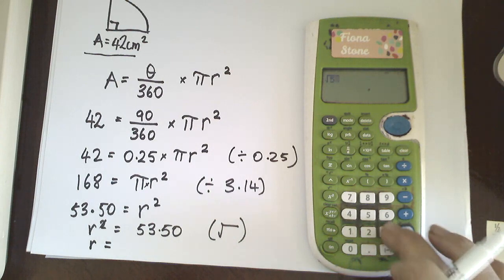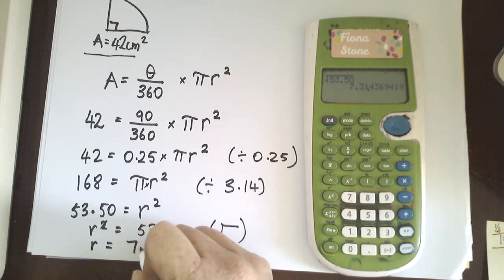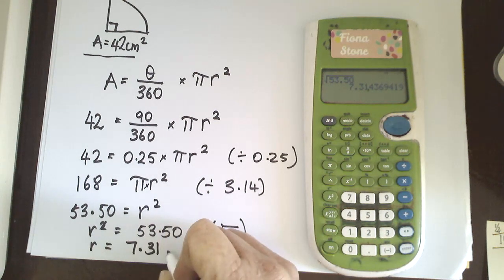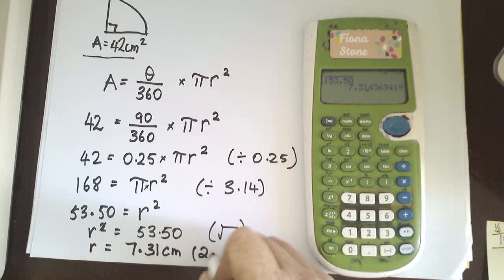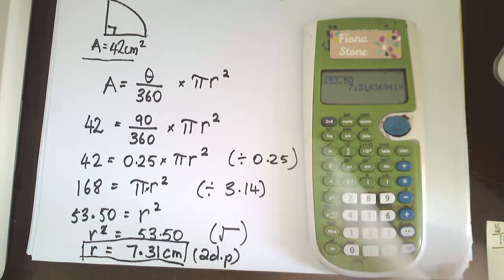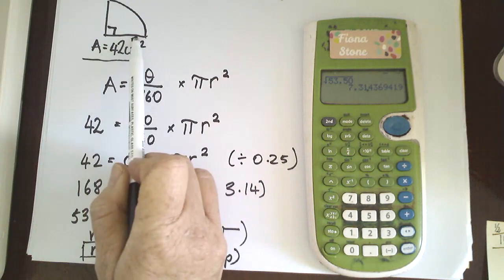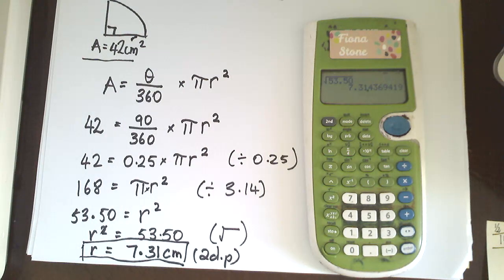On these calculators you may have to do square root of 53.5 is 7.31 centimetres to 2 dp. Let's do a little box around our answer. We're finding actually the unknown side here. So if the area was 42, the radius would be 7.31. Remember, your answer may vary slightly whether you used pressing the pi button or using 3.14.